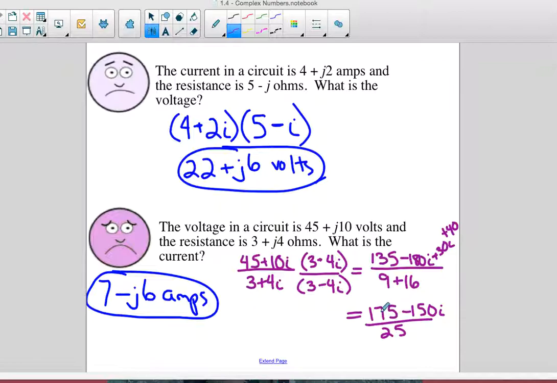So when you divide 175 by 25, you get 7. When you divide 150 by 25, you get 6. And then 25 divided by 25 is 1, so there's no denominator left. So there you go. That's how you get it, right?